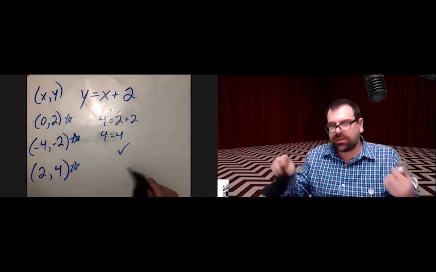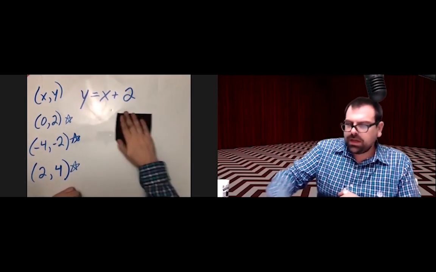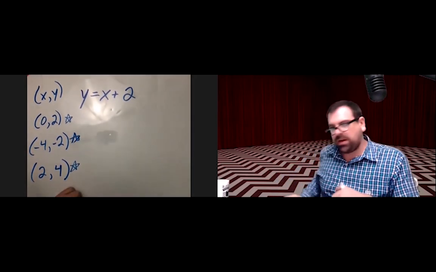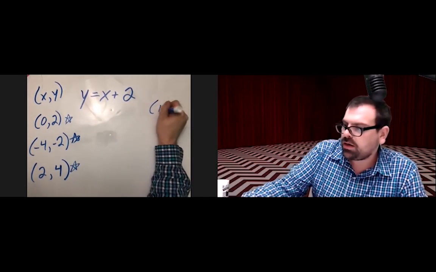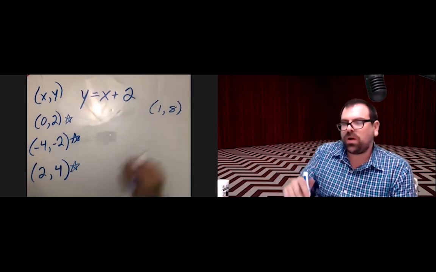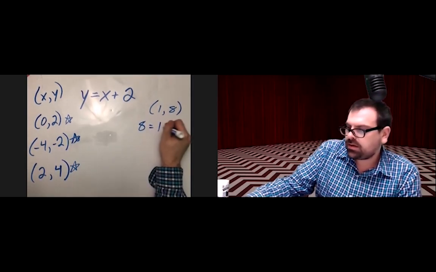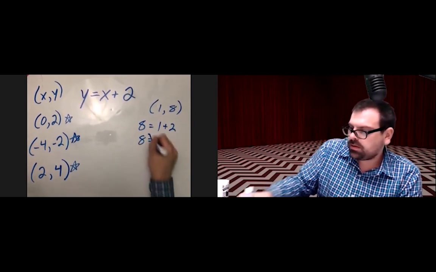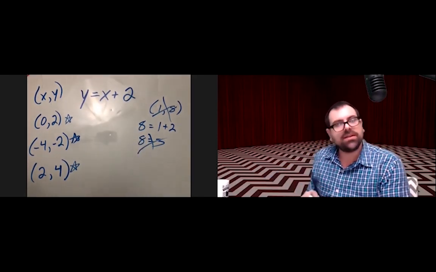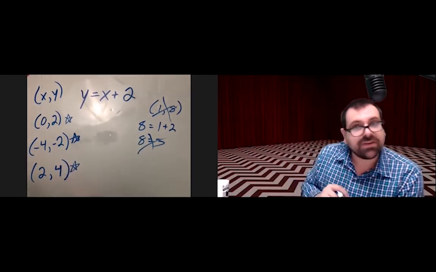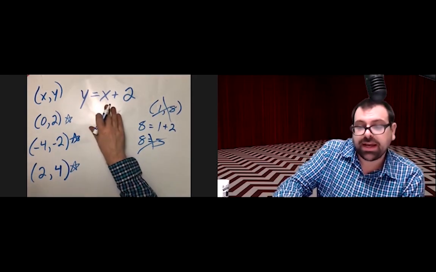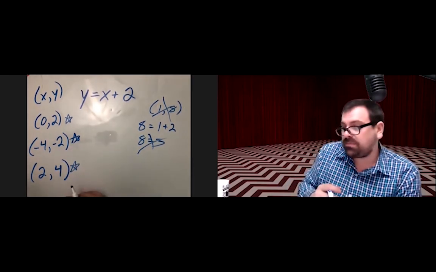Does that mean everything's a solution? No. It means that these three are. But guess what? I picked these three because I knew they were. Let's try 1, 8. X is 1, y is 8. That one doesn't check. That one's not a solution. It's only a solution if it satisfies the equation, if when we plug in x and y, we get a true statement.